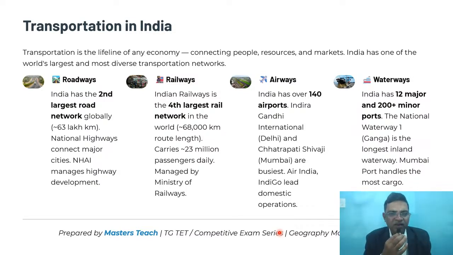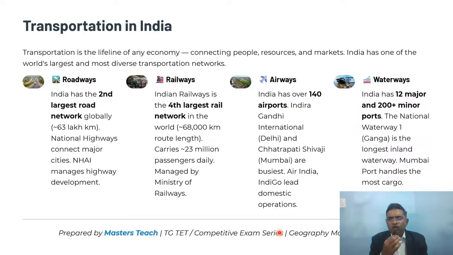NHAI manages highway development. Then railways: it's the fourth largest railway network in the world, with a route length of almost 68,000 kilometres. It carries 23 million passengers daily and is managed by Indian Railways. Then airways: India has 140 airports, including Indira Gandhi International in Delhi and Chhatrapati Shivaji in Mumbai. Air India and Indigo lead domestic operations.